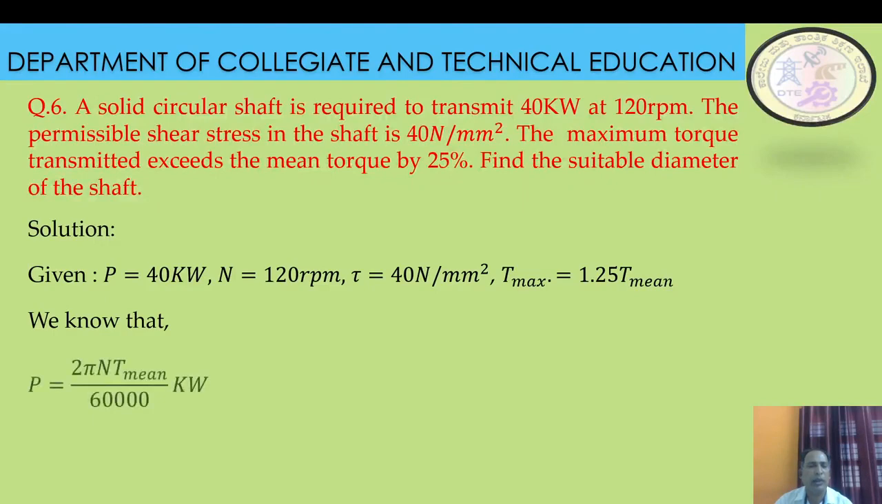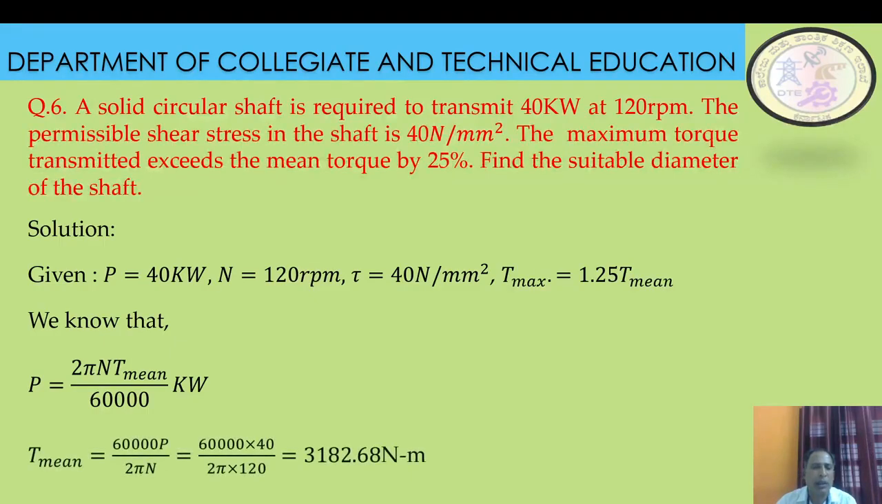So therefore, as we know, P is equal to 2 pi n T mean divided by 60,000 kilowatt. From this equation, we can calculate T mean is equal to 60,000 P by 2 pi n. By substituting the value of P and N, we'll have the torque transmitted, that is the mean torque, T mean is equal to 3182.68 Newton meter.